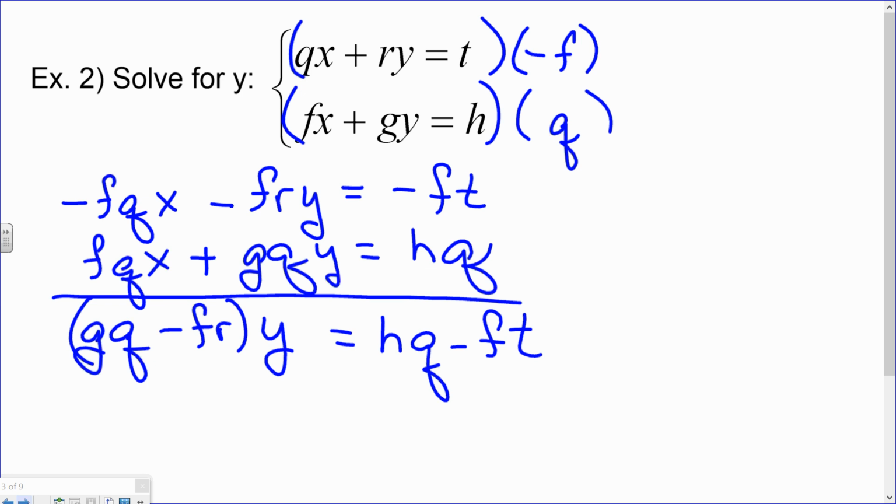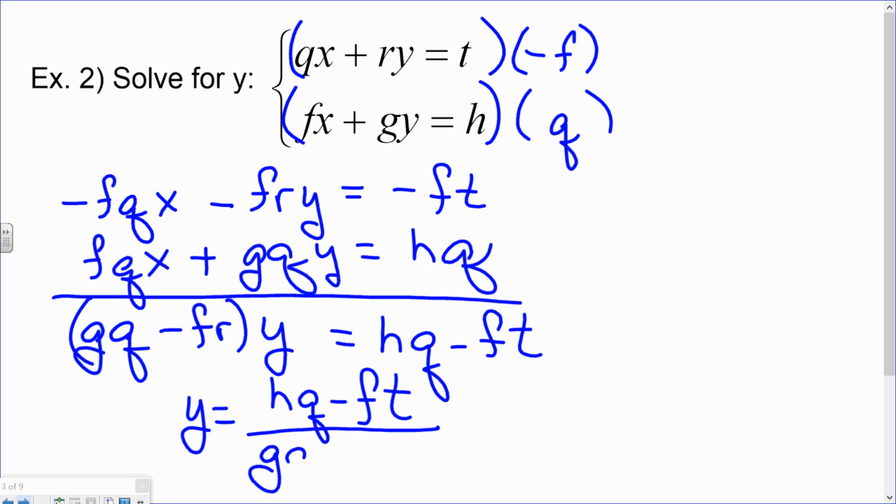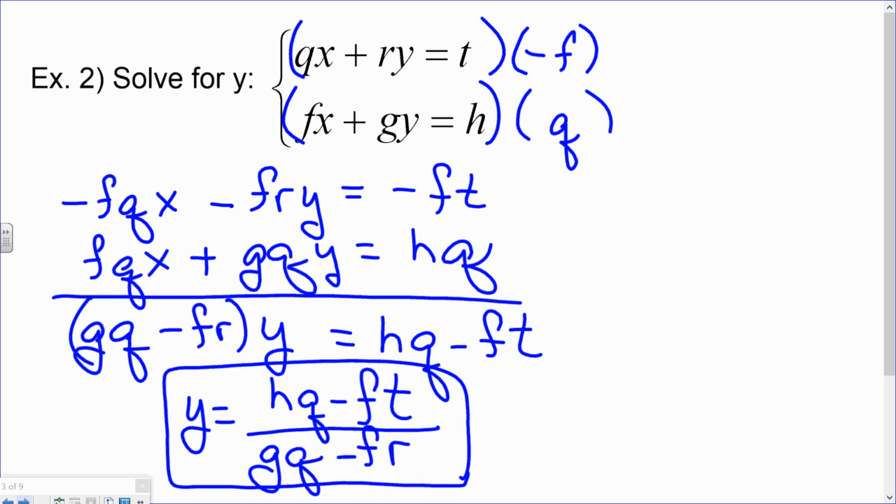Emily, what do I need to do now? Divide by the parentheses. Y is HQ minus FT over GQ minus FR. Or FT minus HQ over FR minus GQ if you had switched your plus and minus signs for that first step. Questions on these things?